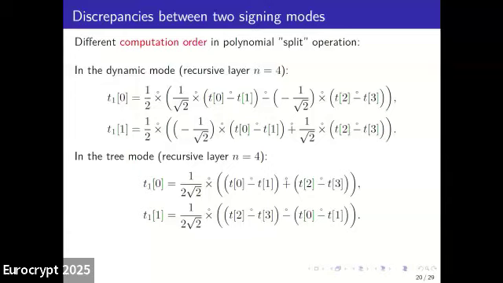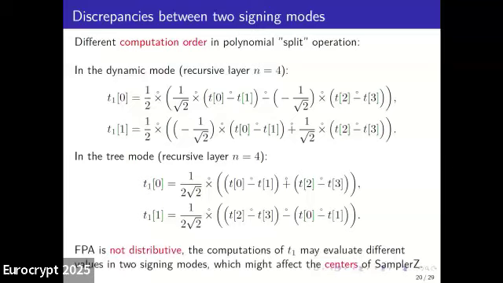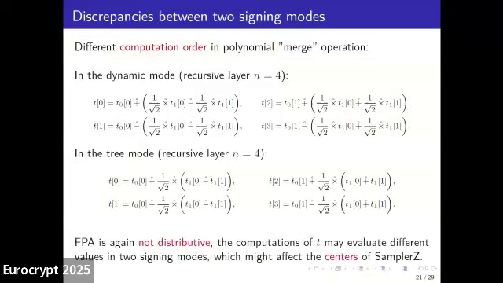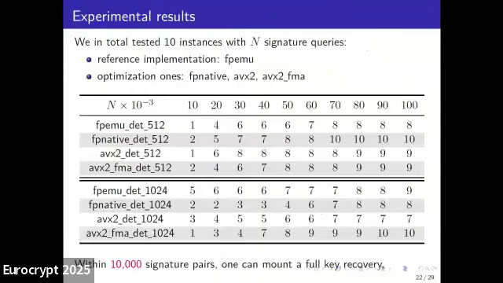For the two signing modes, the different computation order can lead to different evaluation of T1, which might affect the centers of sample Z. And in the polynomial merge operation, floating point arithmetic is again not distributive, so the combination of T may have different values in two signing modes, which affects the centers of sample Z. We provide the experiment results within 10,000 signatures for the two signing modes. Discrepancies within 10,000 signature pairs, one can mount key recovery.